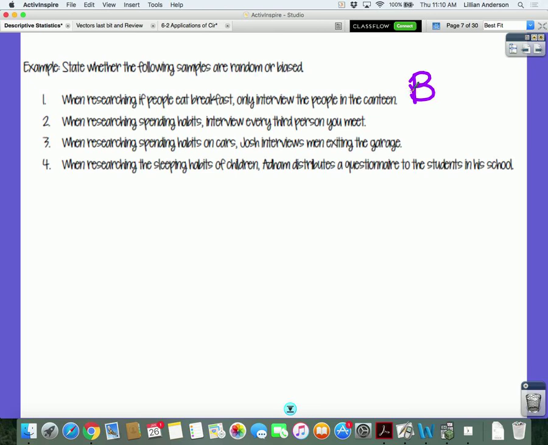When researching spending habits, interview every third person you meet. That is random. When researching spending habits on cars, Josh interviews men exiting the garage. Very much so. Okay? You're going to interview the women. Okay? When researching the sleeping habits of children, Adam distributes a questionnaire to students in his school.